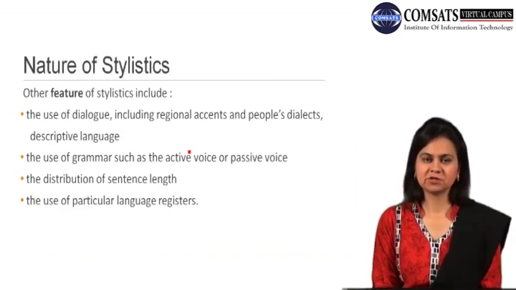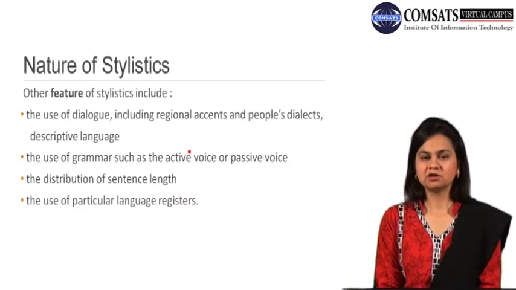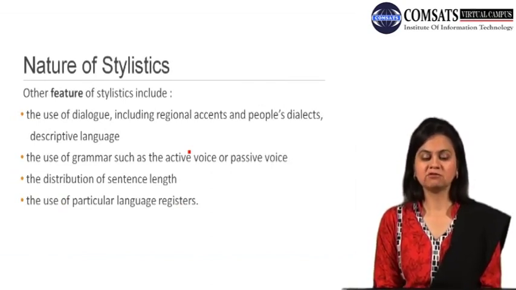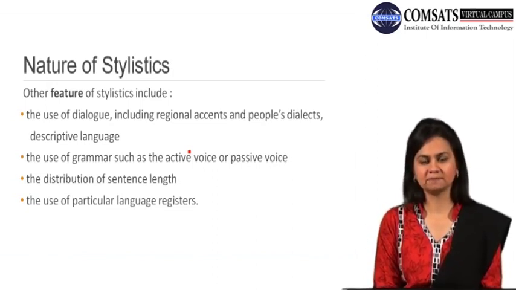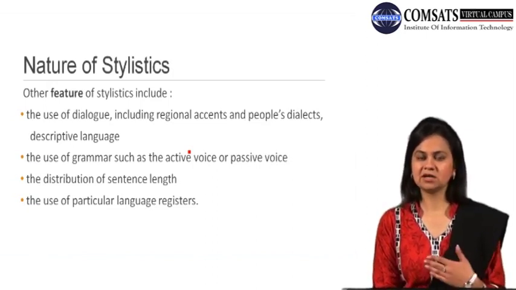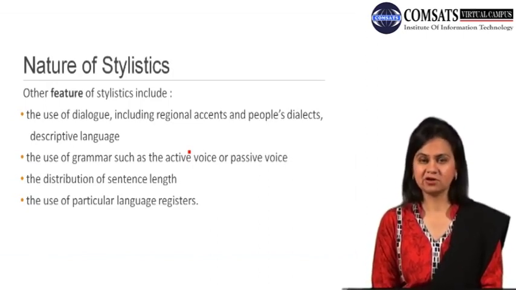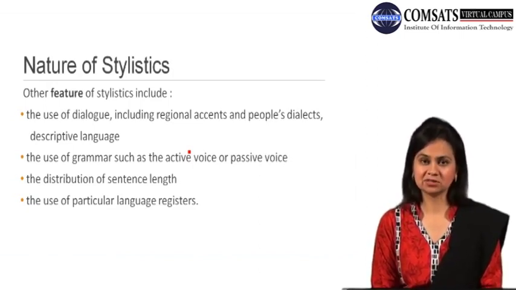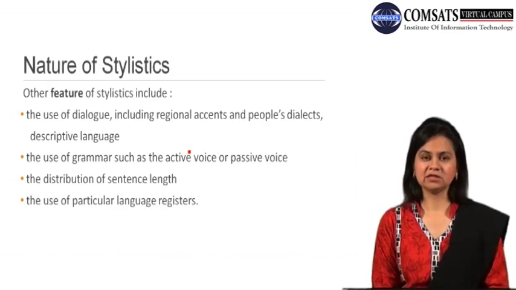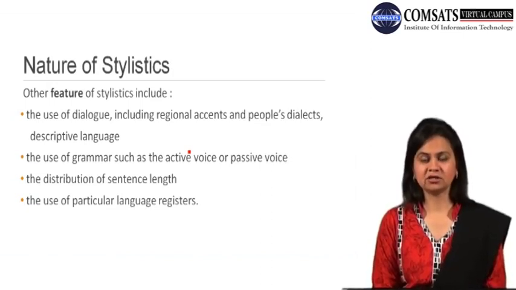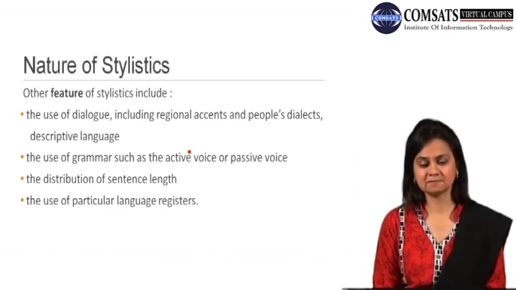Some other important features of stylistics include the use of dialogue, use of regional accents, dialects, and also descriptive or narrative language. Now all these are types or forms of expression in literature. For example, dialogues are found in plays. In the study of drama, we see how dialogues are created. How does the art of rhetoric govern the utterances and compositions of dialogues by a dramatist?